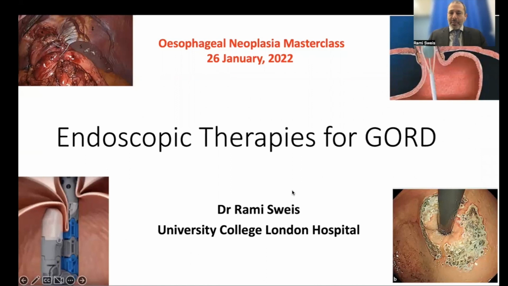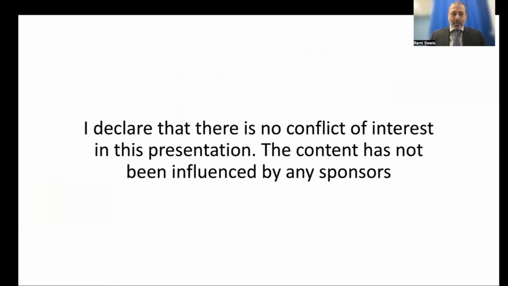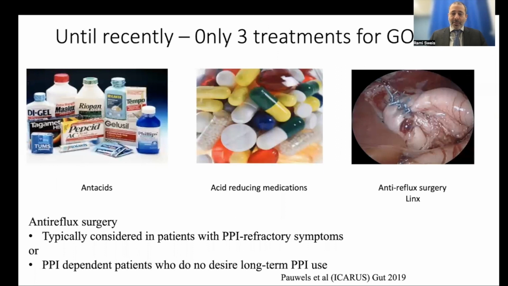Thank you to the organizing committee of the Oesophageal Neoplasia Masterclass for inviting me today to speak about endoscopic therapies for gastroesophageal reflux disease. Until recently, only 3 treatments for gastroesophageal reflux disease have been used: antacids such as Gaviscon, acid-reducing medications such as omeprazole and histamine receptor antagonists, and anti-reflux surgery or LINX. Anti-reflux surgery is usually undertaken for those who have ongoing symptoms despite PPIs, or those who are not happy to continue to take PPI therapy or acid-reducing therapies.